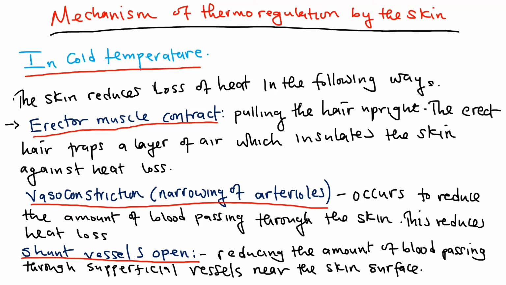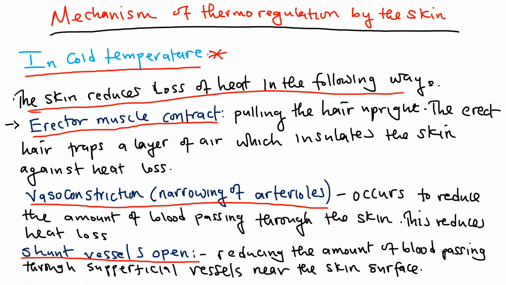Let us look at the first condition that we have here, that is, the cold temperature. What happens in the cold temperature? As we look at the cold temperature, we know that when it is cold, the skin will act in a way to do what? To make the skin warm, or to prevent the loss of heat, hence keeping the body warm. Now, in the cold temperature, the skin reduces heat loss in the following ways. So how does it do it?